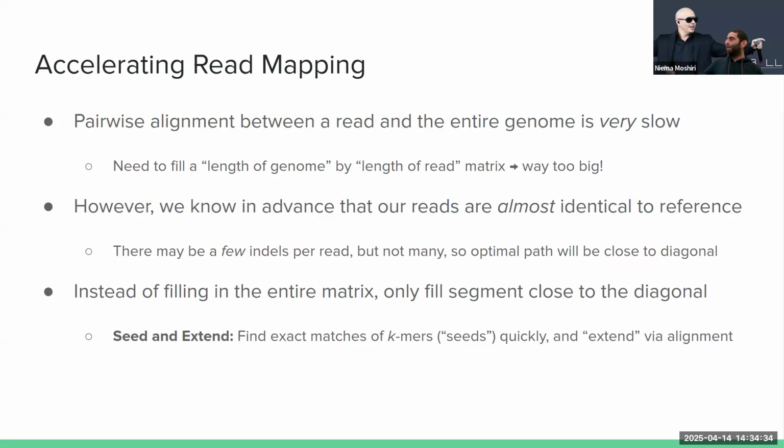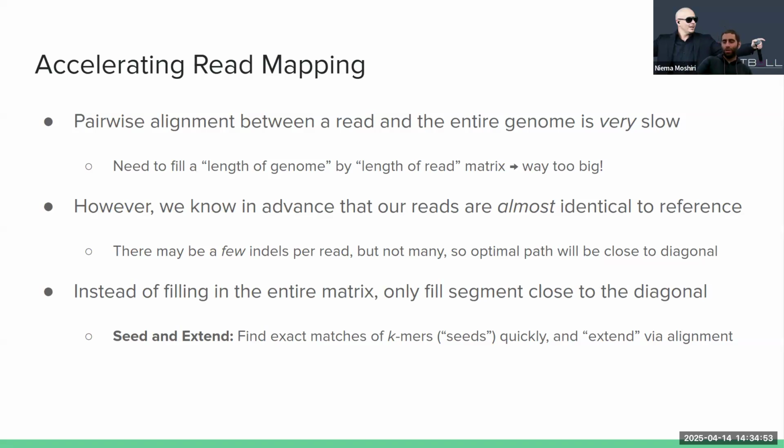It turns out if I use very clever data structures, I can find exact matches super fast. Actually linear with respect to the read length. I can find an exact match in my genome. So the idea of seed and extend is let me take my read and let's just think about how many insertions or deletions I think might be feasible.